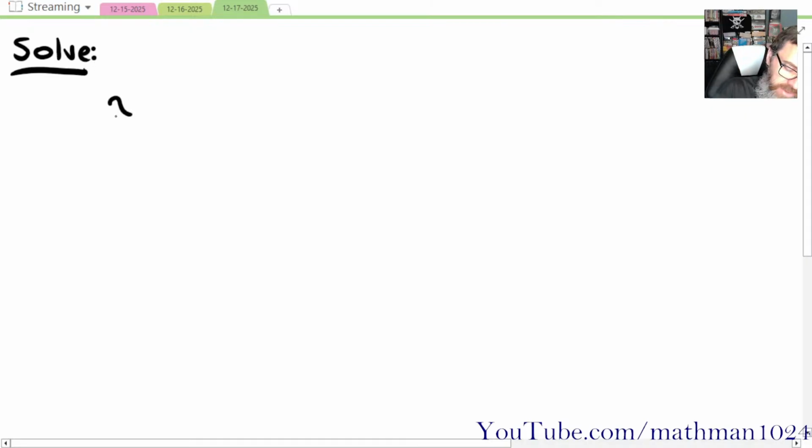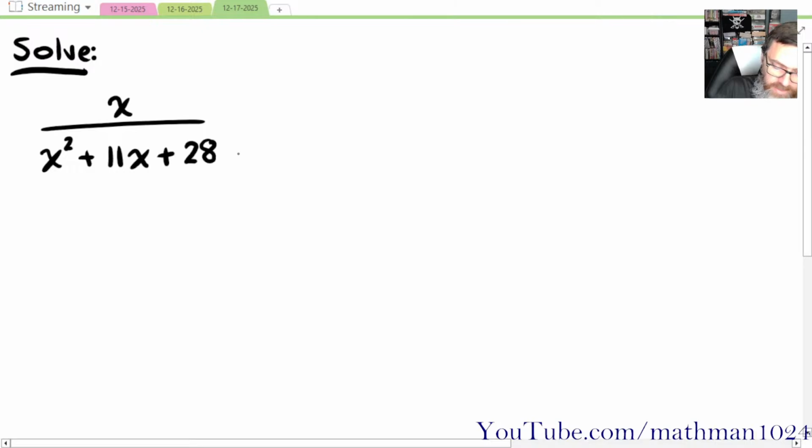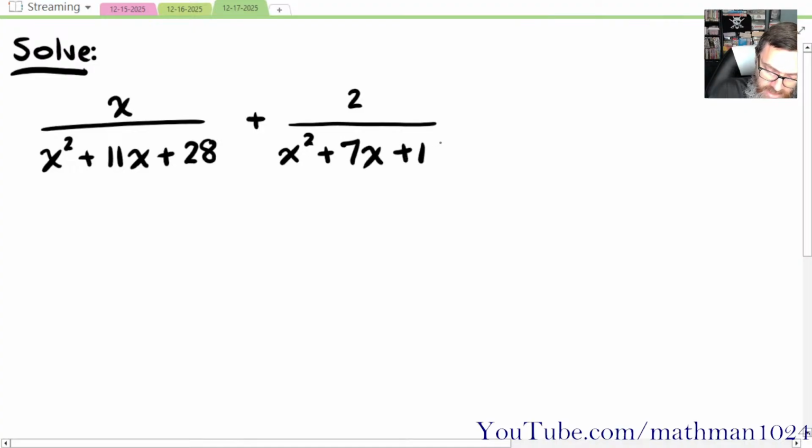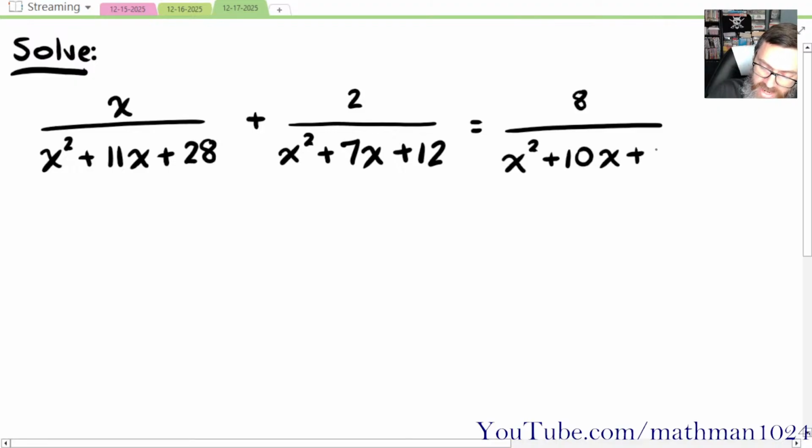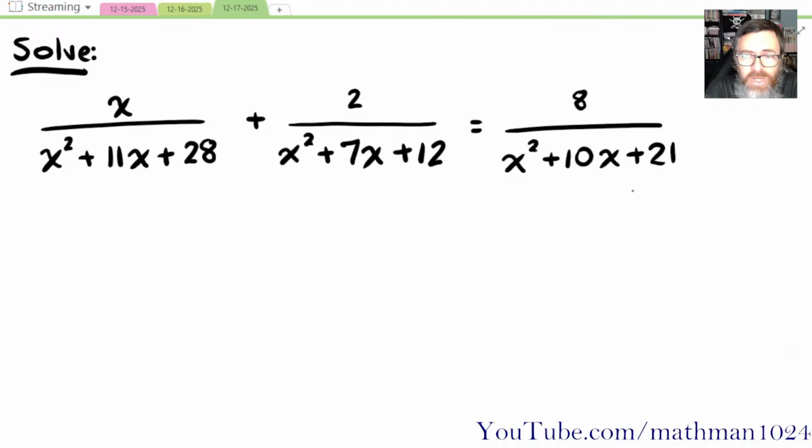All right, so let's take this: x divided by x squared plus 11x plus 28, plus 2 divided by x squared plus 7x plus 12, equals 8 over x squared plus 10x plus 21. It looks very much like the last problem that we did, and we're going to approach it the same way.